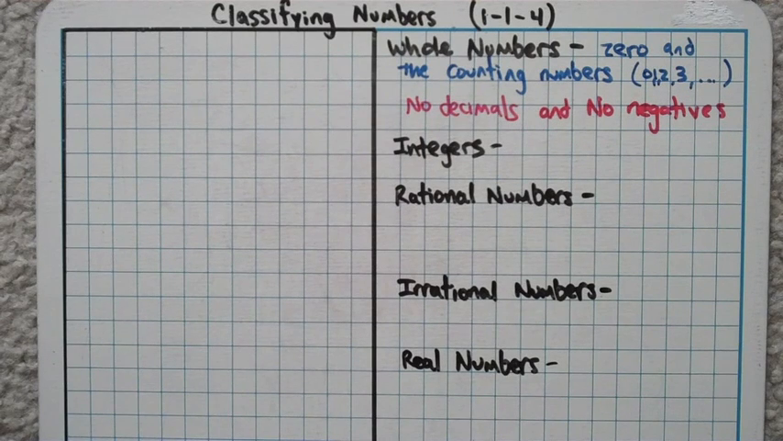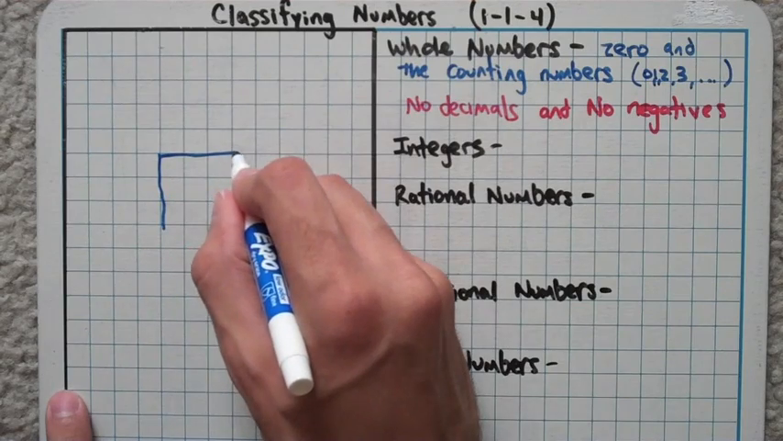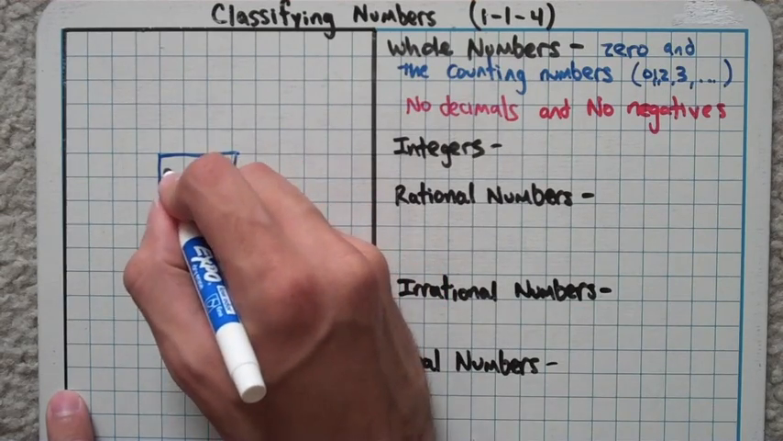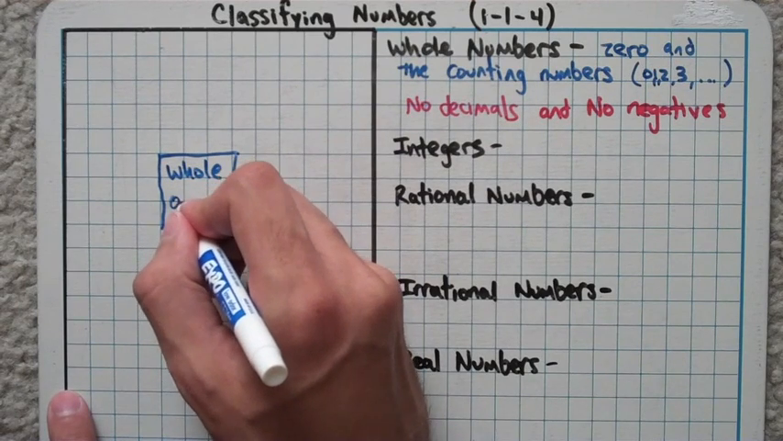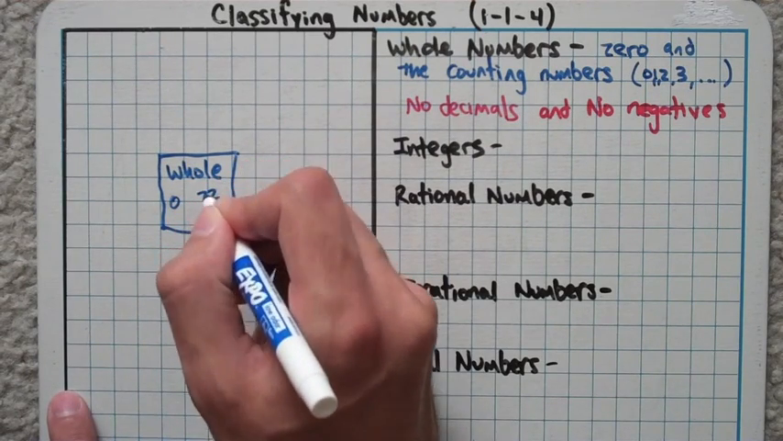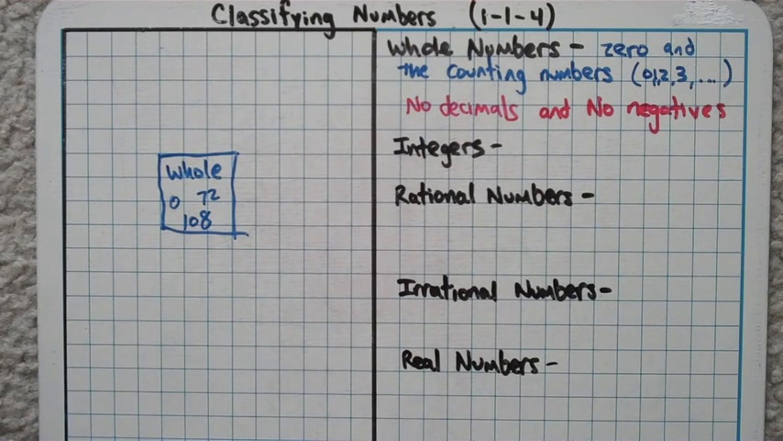And over on the left side of the page right here, I'm going to make kind of a chart or graph, a picture that'll help you guys keep straight what's going on here. So in the middle of my picture, I'm going to make a little box for whole numbers. And I'm going to put a few examples of whole numbers in here. So I could have 0, maybe 72, 108. Just put a few examples of whole numbers in that box.